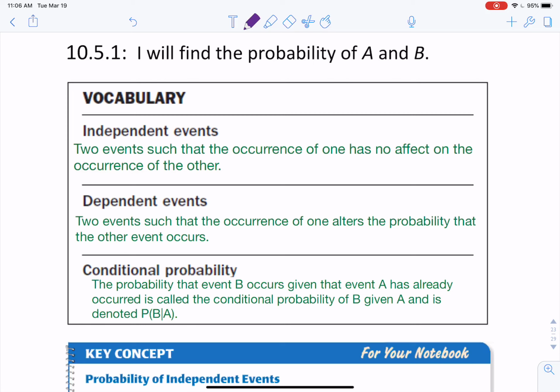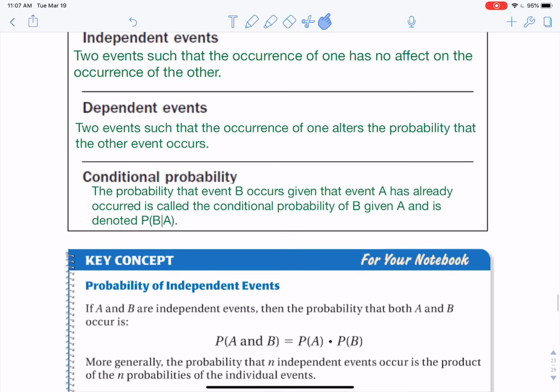Independent events, which is two events such that the occurrence of one has no effect on the other. Dependent events, where two events such that the occurrence of one alters the probability of the other. And then there's conditional probability, which says if event B occurs given that event A has already occurred, it is called the conditional probability of B given A and is denoted. So we put the probability of B and then that slash is a given.